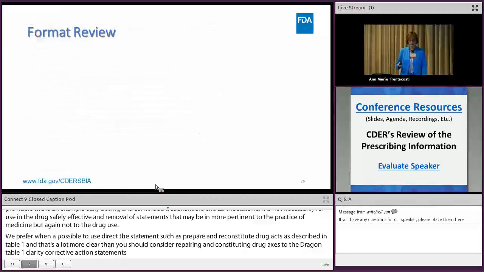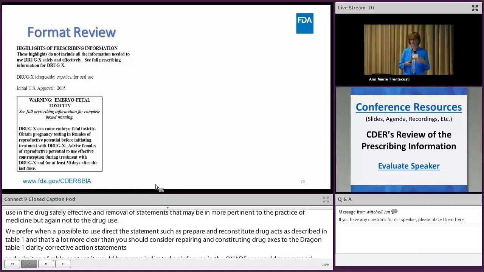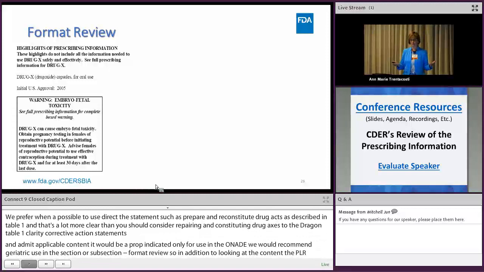Format review. In addition to looking at the content, the PLR has a lot of format requirements. There are guidance recommendations about format too, specifically mostly for highlights, but as well as the whole prescribing information and content. So we do perform a format review. And I'm going to just give you an example of some of the things we might look at.